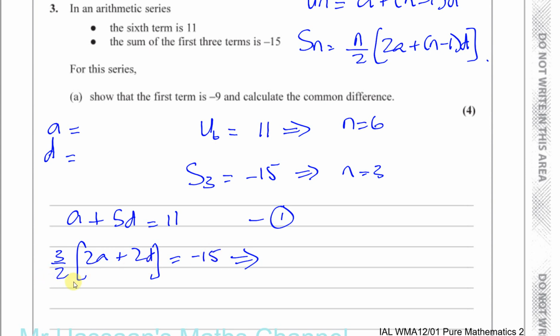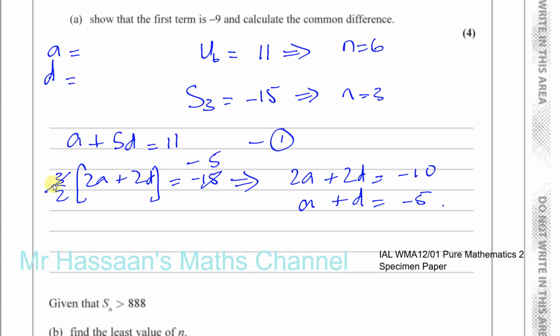So if we divide both sides by 3 first, this will become minus 5. And we multiply 2 by minus 5, which gives negative 10. So 2a plus 2d equals minus 10, and we can go further: a plus d is equal to negative 5. So we now have a pair of simultaneous equations: a plus d equals negative 5 and a plus 5d equals 11. So we can subtract these two equations.